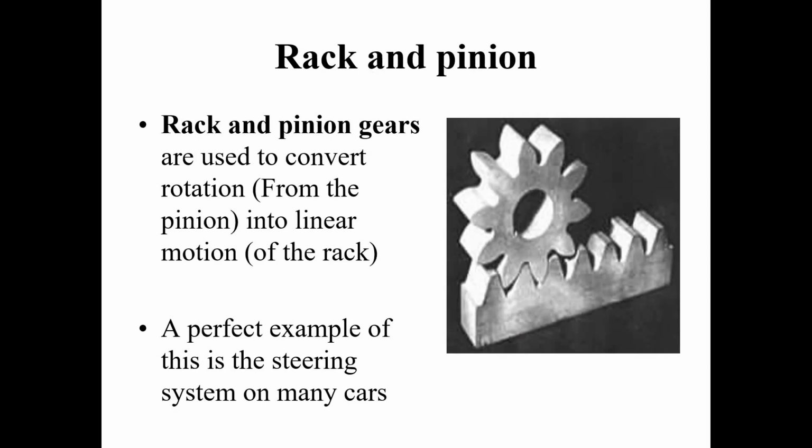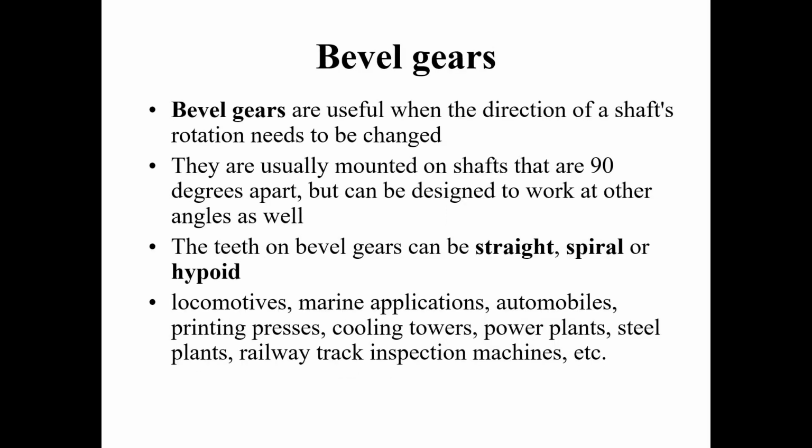The next is rack and pinion. It converts rotational movement to translational movement. Rack and pinion gears are used to convert rotation from the pinion into linear motion. A perfect example is the steering gear in an automobile. In the steering we can rotate clockwise and anti-clockwise, but the wheel moves in a reciprocating movement. This is a primary example of the rack and pinion mechanism.